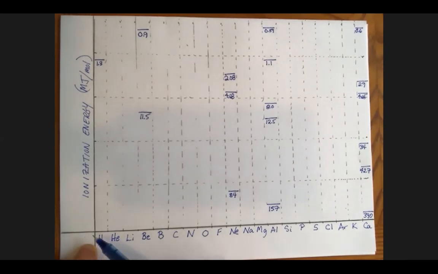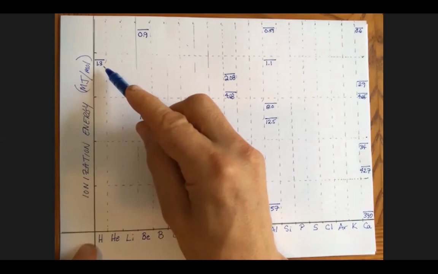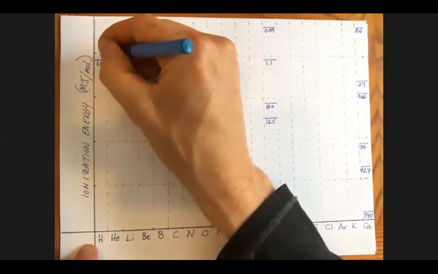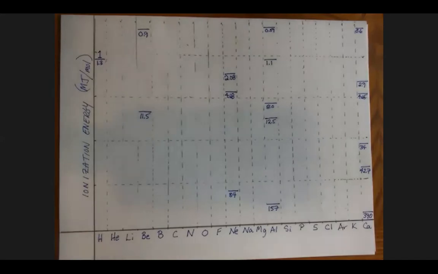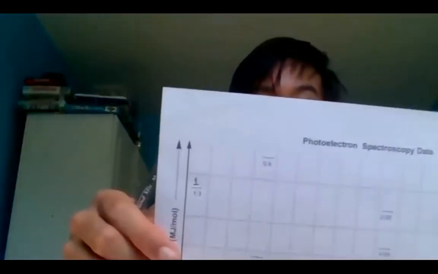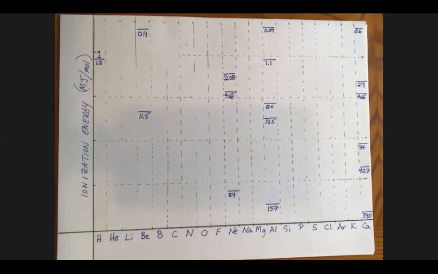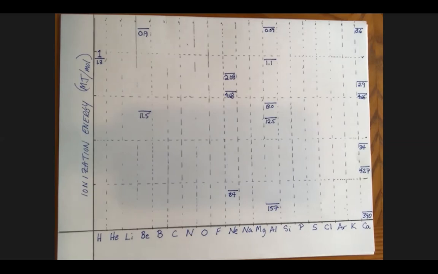I'm going to find hydrogen down at the bottom, and I'm going to go up to 1.31 megajoules per mole, and I'm going to write the number 1 because I've got one electron in there. Okay, and you're supposed to do the same thing. Yep. Perfect. Now that was easy because I told you it was 1.31 and I put 1.31 on the graph. The next element, helium, is going to be a little harder.